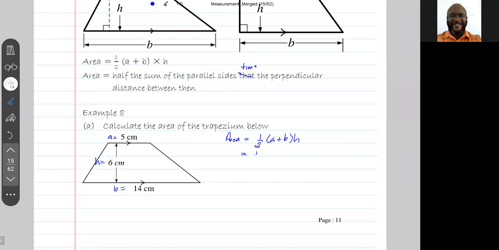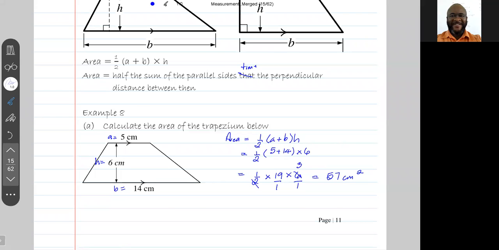So this would be a half, and inside the bracket, I have 5 plus 14, times the height, which is 6. So this is a half times 19 times 6. Now a half of 6 is 3, and 3 times 19 is 57 centimeters square. So the area of the trapezium, example 8A, is 57 centimeters square.